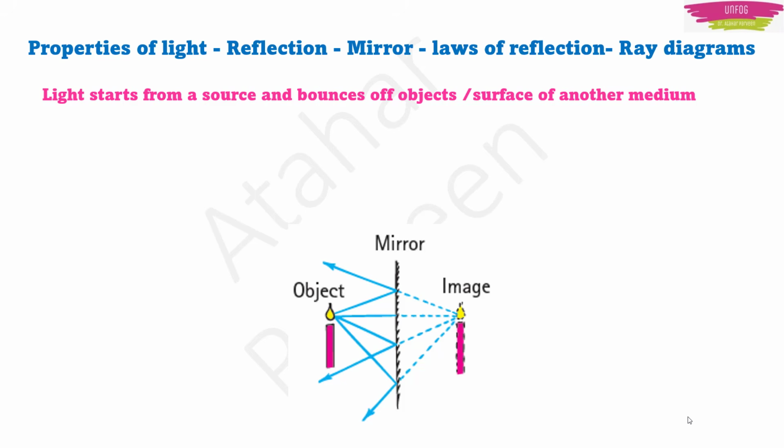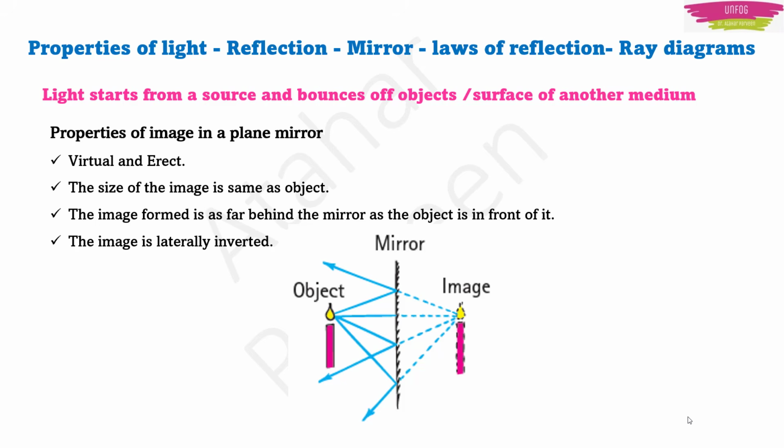Okay. So when we talk about the properties of an image in a plane mirror, we are talking about these four properties. What are these four properties of the image formed? The first is that a virtual and erect image is formed. What do you mean by virtual? Virtual is something which you cannot touch, or which you just have to imagine. Can you touch the image in the mirror? You cannot touch it, isn't it? Actually, the image formed here in the plane mirror is formed with light rays which appear to meet.